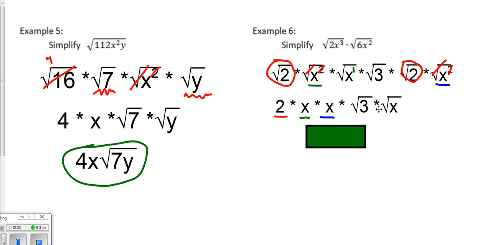Now at the end of all things, you can put everything that was underneath the square roots together. So this would become square root of 3x. And we can multiply all of our whole number pieces together. So 2 times x becomes 2x squared. So our final answer is 2x squared on the outside of our radical symbol and 3x on the inside of our radical symbol. That would be our final solution, our most simplified form of that expression.